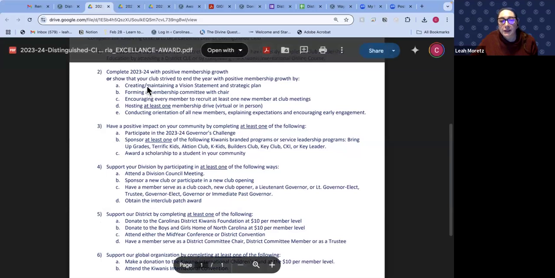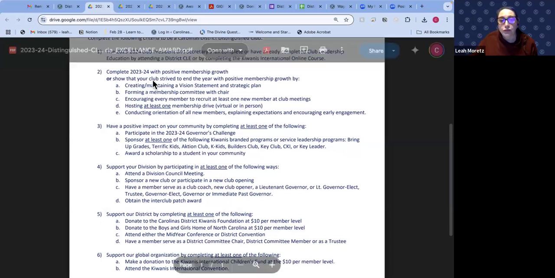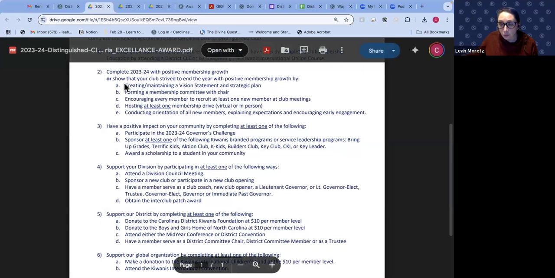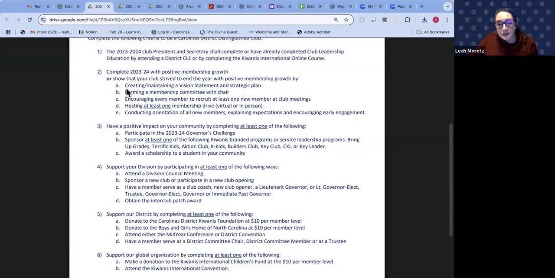So for section 2, if you had net growth last year, that's all you had to say. Okay, we grew +2, so we've completed number 2. Or if you were worried that you might not have growth for the year, you could have done all 5 of these things: create or maintain a vision statement or a strategic plan, form a membership committee, encourage every member to recruit at least 1 new member, host at least 1 membership drive, and conduct the orientation of all your new members. All very easily attainable to do if you did it consistently.